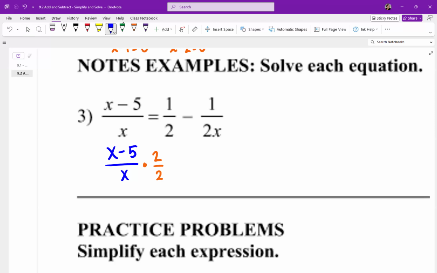And then this fraction doesn't have an x in the denominator. So that's really easy to fix. I just multiply by x over x. And this last part has the 2 and the x, so I don't have to change it.